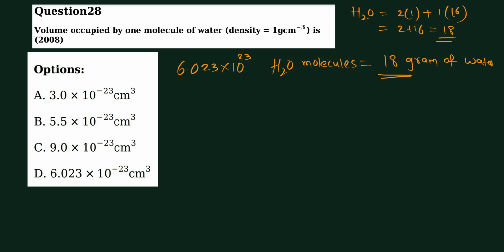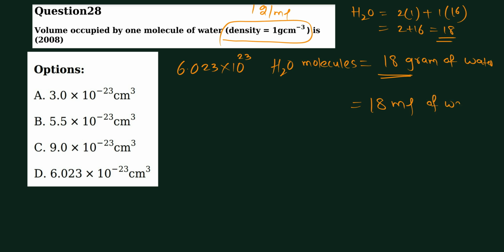And they also gave here that the density of water is 1 gram per ml. What is the meaning of this? 1 gram per ml means 1 ml of water weighs how much? 1 gram. 2 ml of water weighs 2 grams. 3 ml of water weighs 3 grams. Like that, 18 grams of water has a volume of 18 ml.